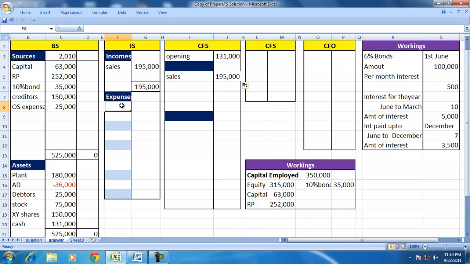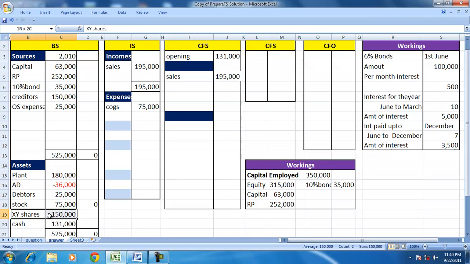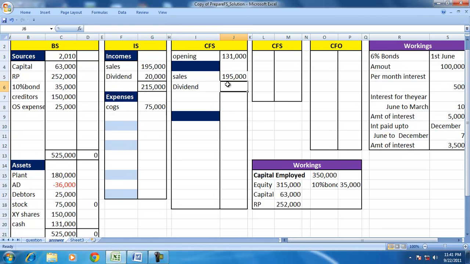And whenever there is a sale, there has to be cost of goods sold. Since the entire stock is sold, the cost of goods sold is 75,000, and no stock appears on the balance sheet after the sale. So that sale transaction is done. Then we received dividend, because you have invested in XY shares, so dividend received is an income, though it is a non-operating income. You're receiving dividend of 20,000, and dividend is a cash inflow and income. So dividend will also appear in the cash flow statement.